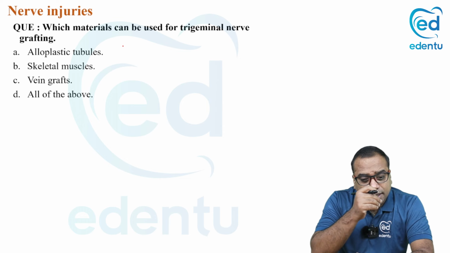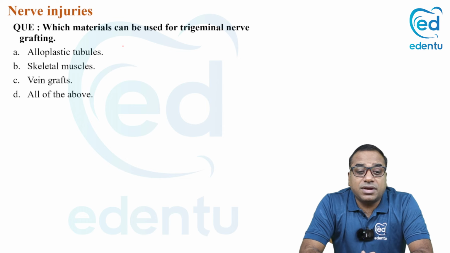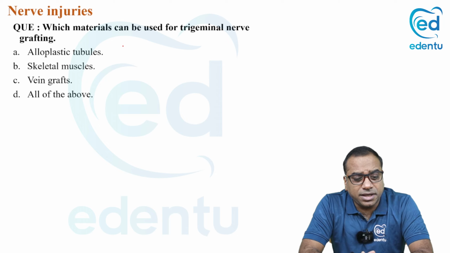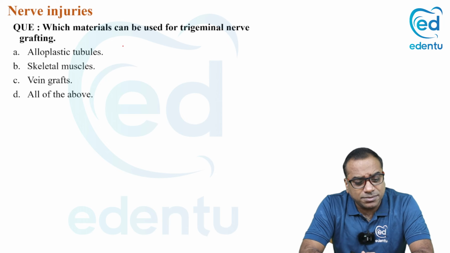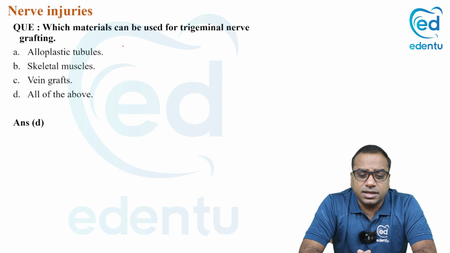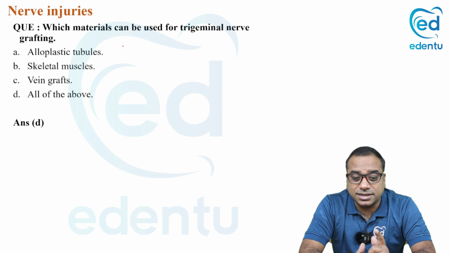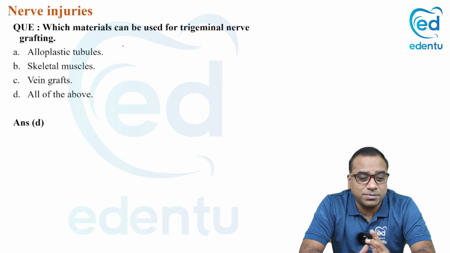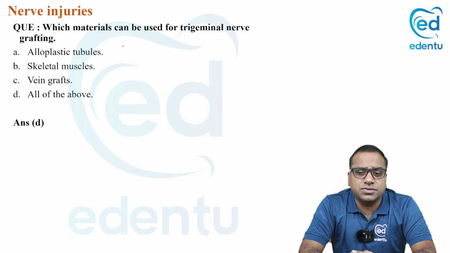Which material can be used for trigeminal nerve grafting? Alloplastic tubules, skeletal muscles, vein grafts, all of them are used for the grafting. So you can do grafting of the trigeminal nerve with alloplastic material, skeletal muscles, and vein grafts also.